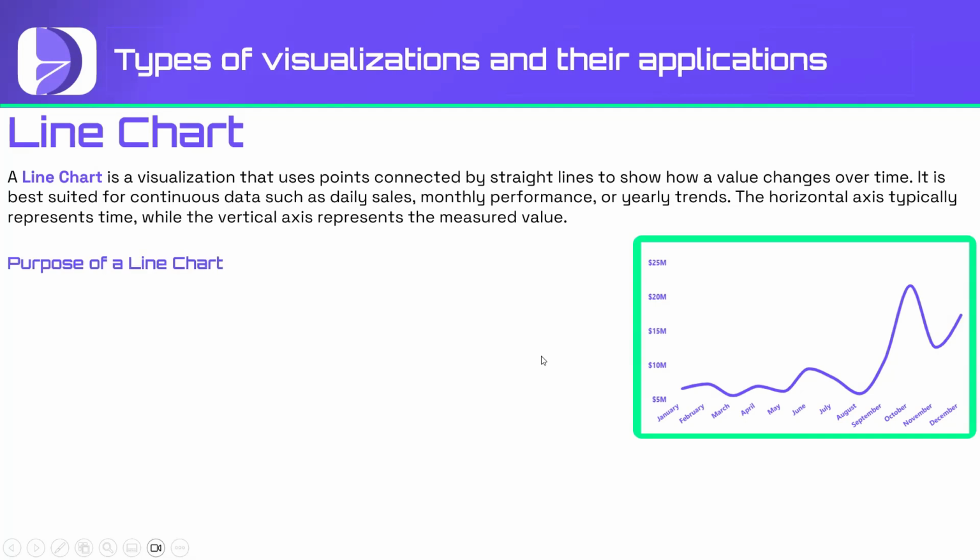So let's check the purpose of a line chart. A line chart is used to show trends over time. This is a trend analysis over time. You can see the movement, you can see the flow.